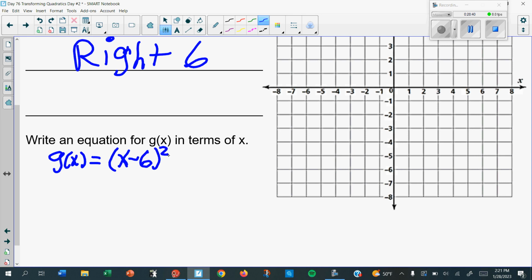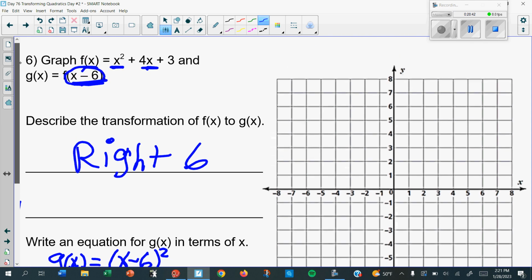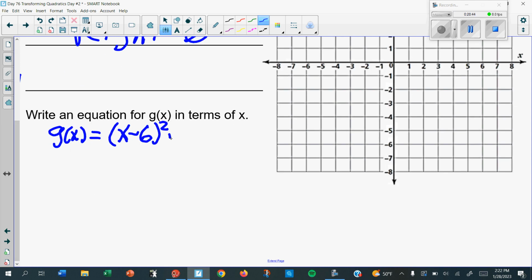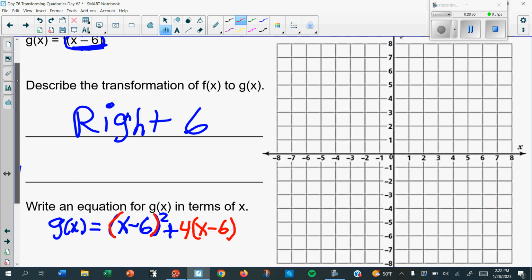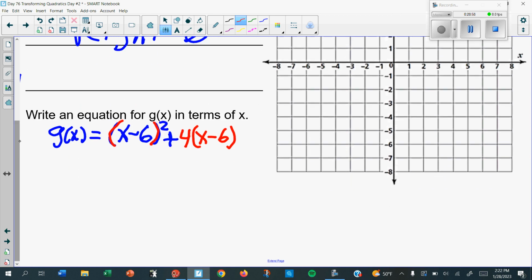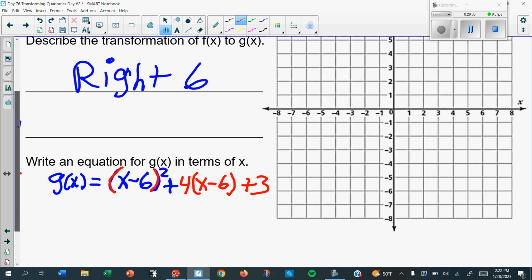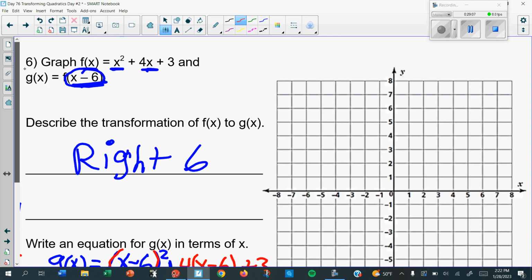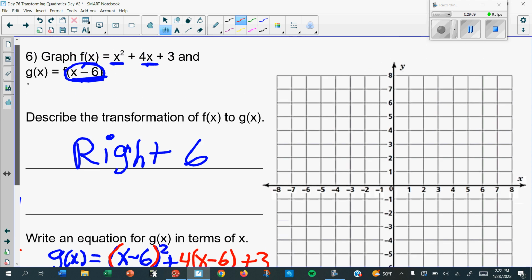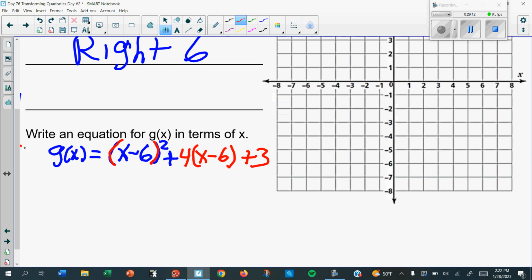Then it was plus 4x. So plus, you know what, I'll make these red so you can see it a little bit better. Plus 4 times x minus 6. And then the rest of it was plus 3. Okay, let me double check I wrote it right before I start doing any math. So it was, instead of x squared, it's x minus 6 squared plus 4 times x minus 6 plus 3. Okay, it is written correctly.